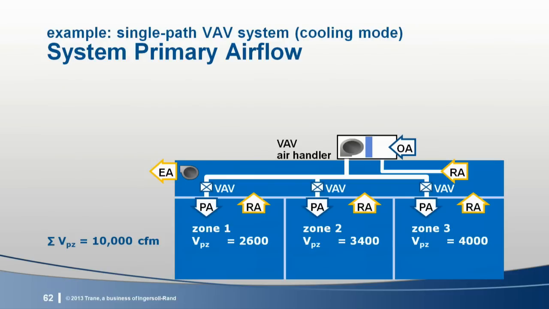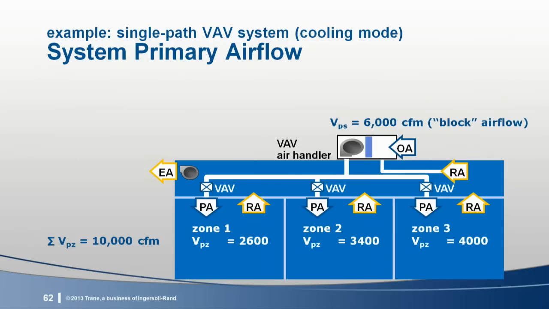For our 3-zone example, load calculation software determined that the peak or design airflow for Zone 1 is 2,600 CFM, 3,400 CFM for Zone 2, and 4,000 CFM for Zone 3. The sum of these peak zone airflows is 10,000 CFM. However, the software also calculated the block airflow for the system to be only 6,000 CFM, again due to load diversity.